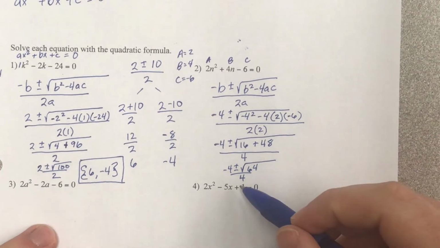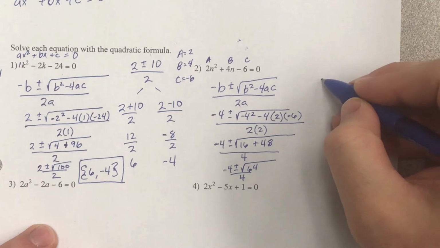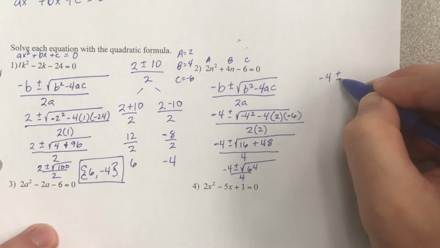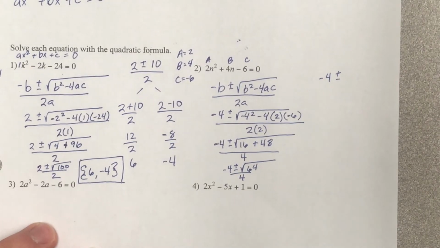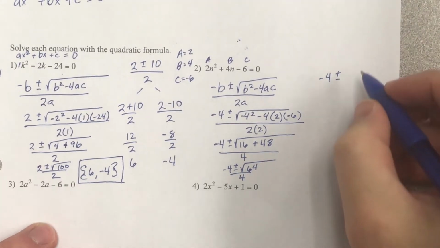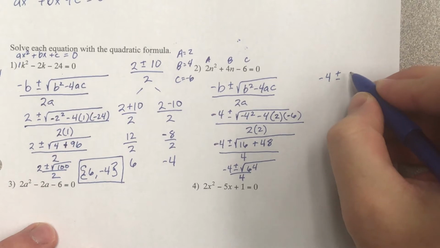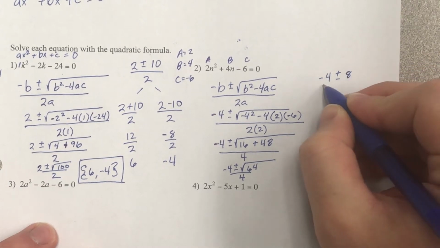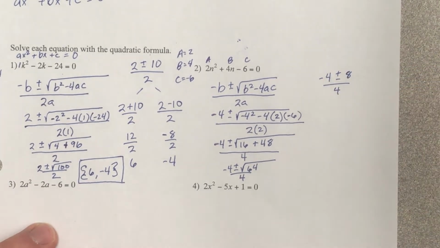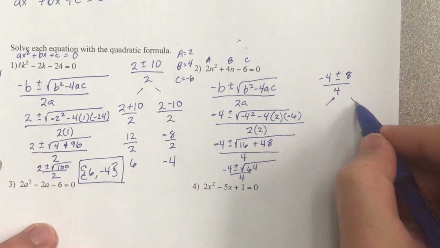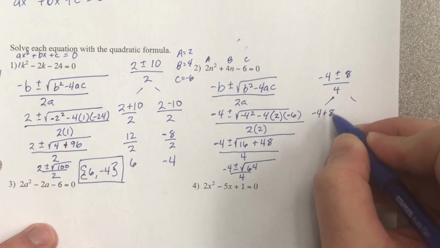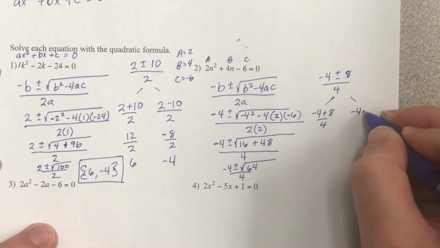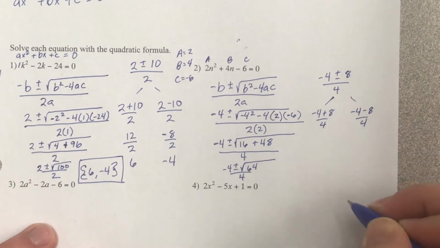From there, we're going to bring it up here and say negative 4 plus or minus the square root of 64. It is 8. So plus or minus 8 all over 4. Then from there we can split it up because it has two signs here. So it's negative 4 plus 8 over 4 and negative 4 minus 8 over 4.